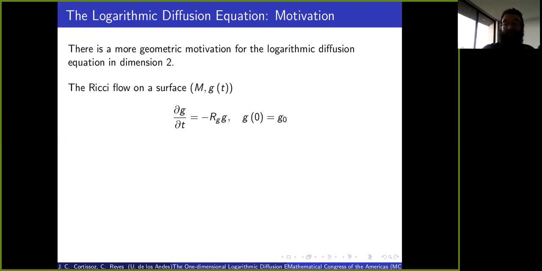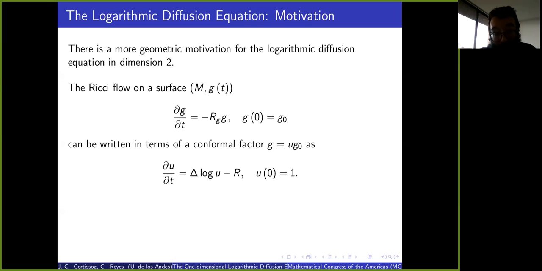The Ricci flow tells you how to evolve a metric using the Ricci tensor. In this case, the Ricci tensor of a two-dimensional surface is just the product of the scalar curvature times the metric itself. So if you solve this equation, you are flowing the metric throughout the space of metrics, and the hope is that you will end up with a nicer metric than the metric you started with. The initial condition g sub zero is the metric you started with, and after flowing, you expect you will find something nicer.